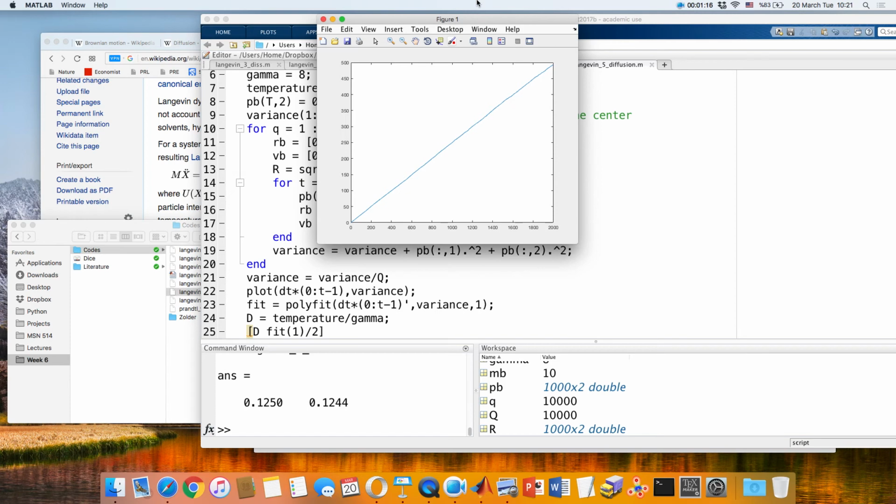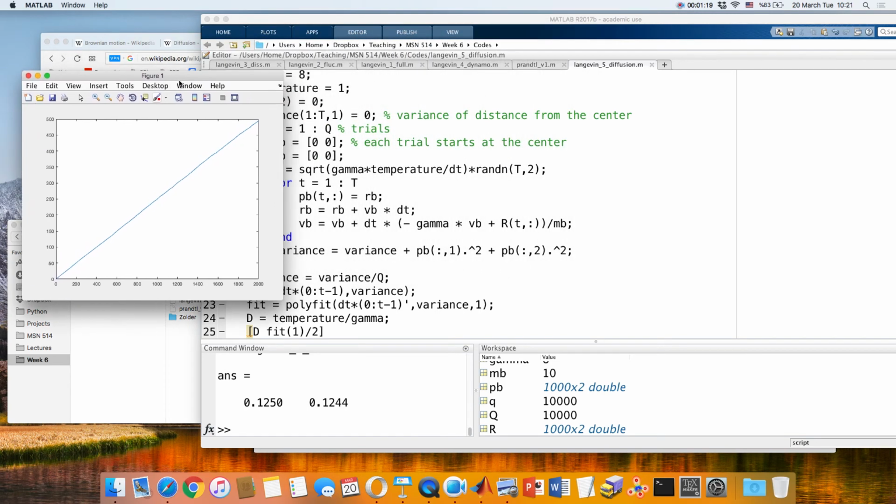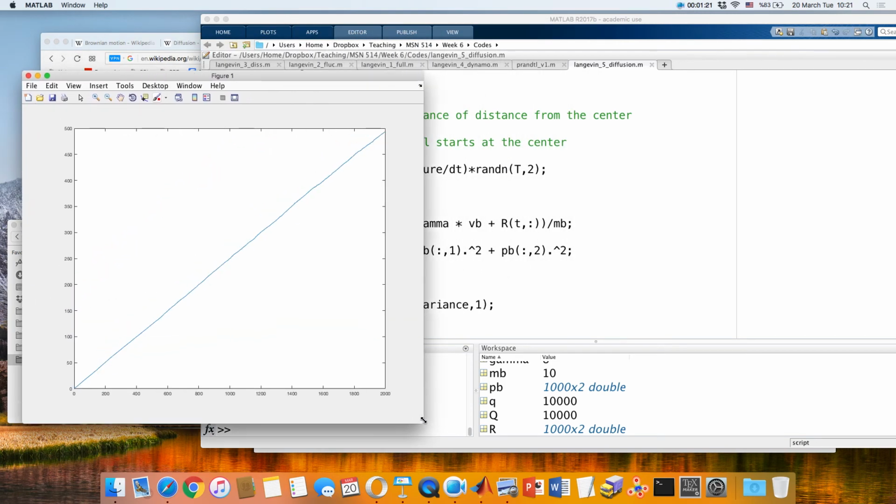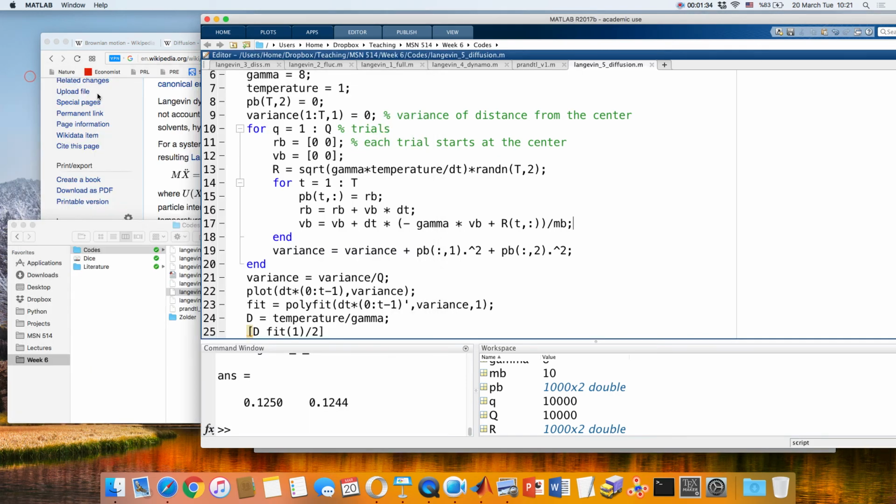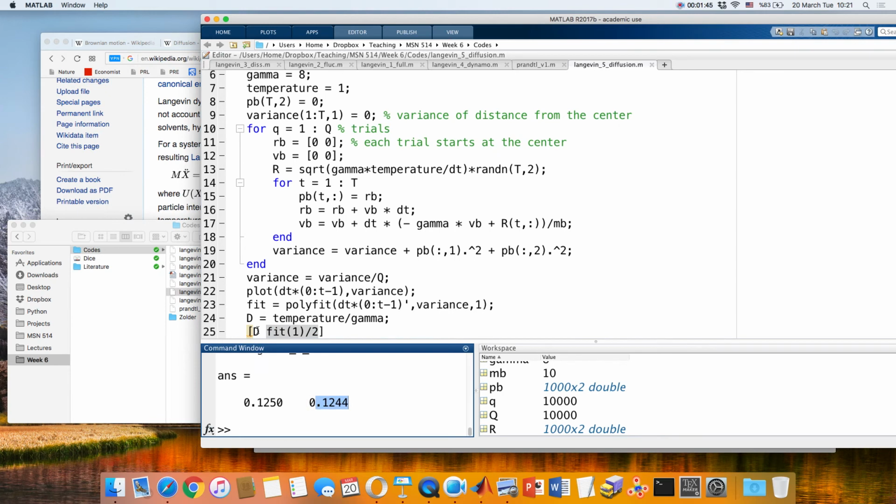Okay, you can see that there is no sign of randomness anymore once you have taken 10,000 times the same thing. Time versus variance is a perfect line, right? And the slope of this line actually will give you 2D, so you have to divide it by 2. And you can see that the diffusion constant calculated from kBT over gamma and from fitting this are the same.